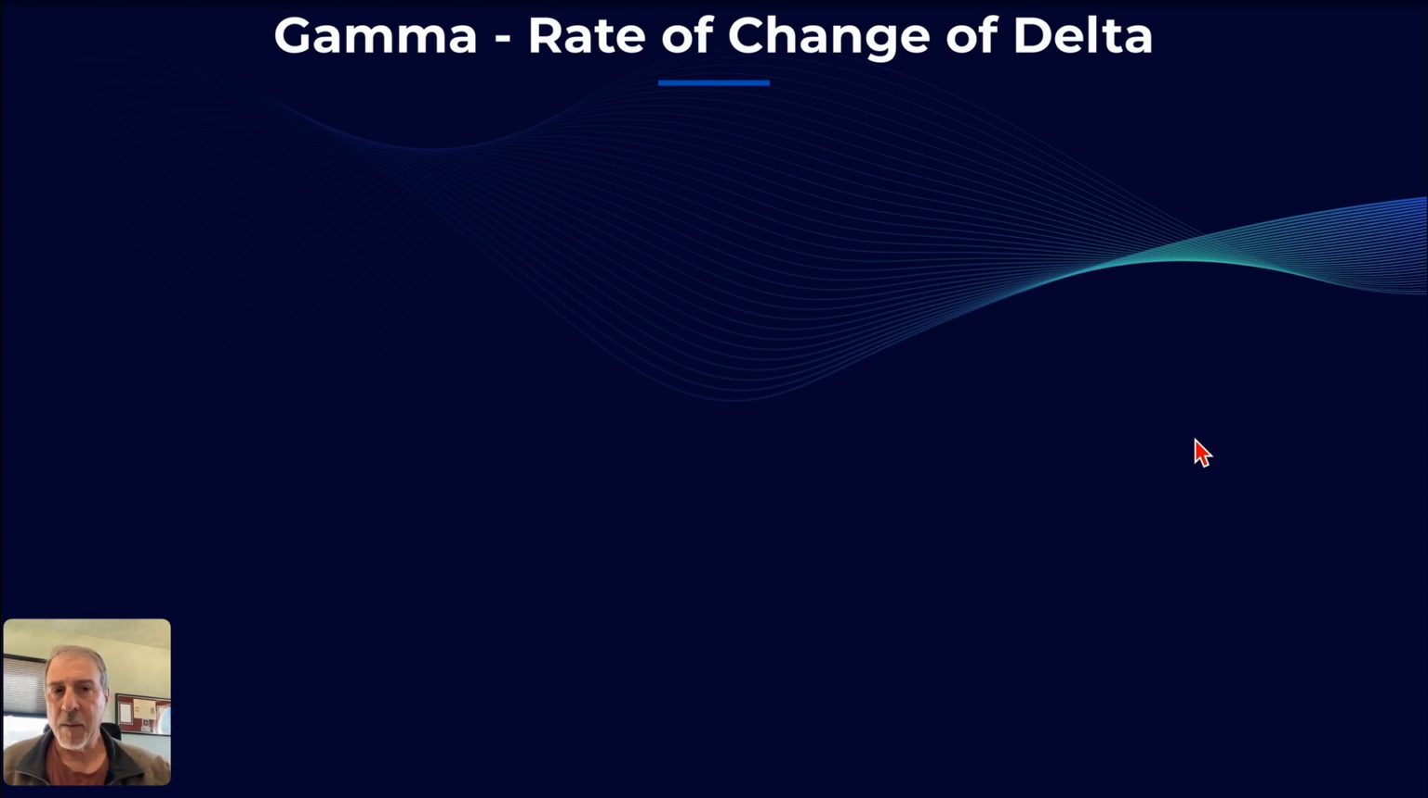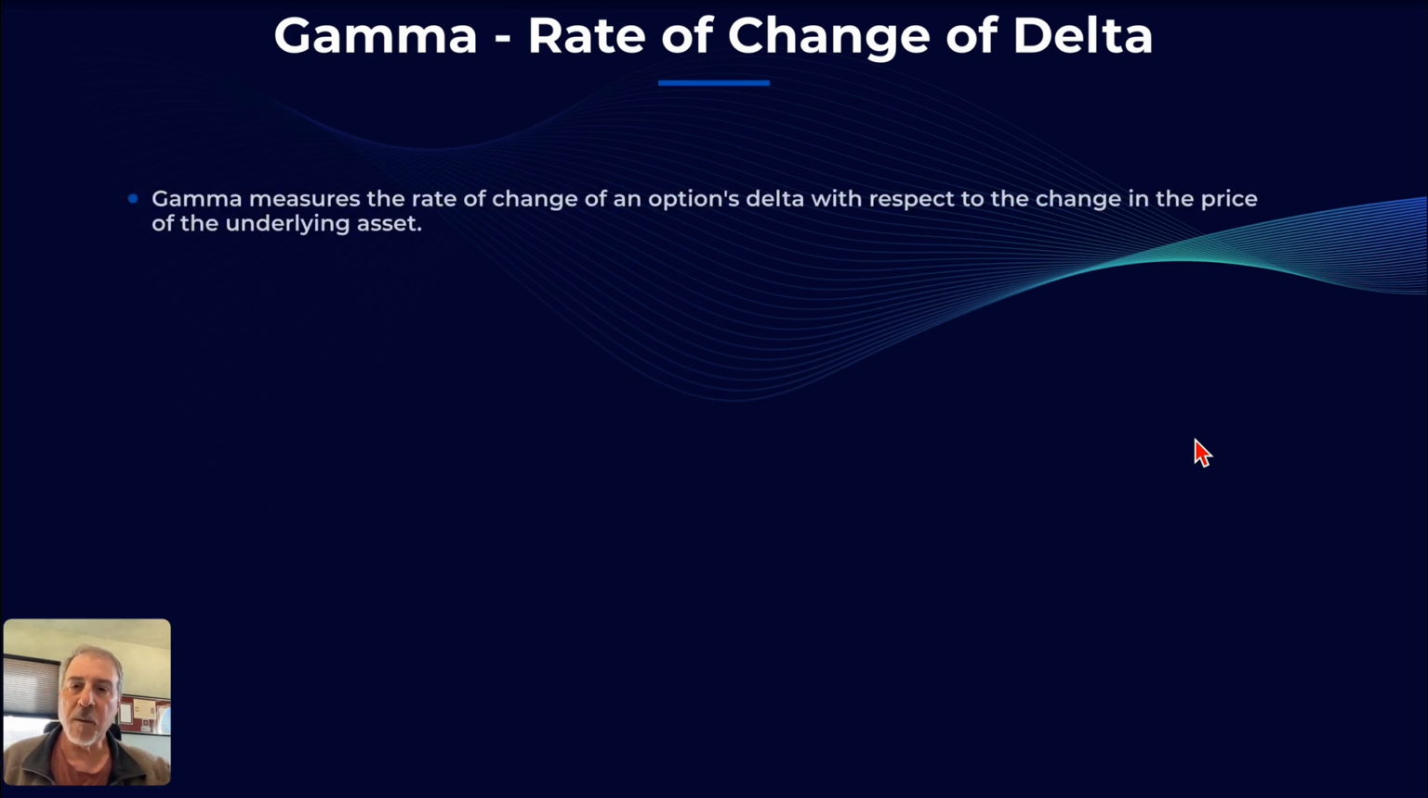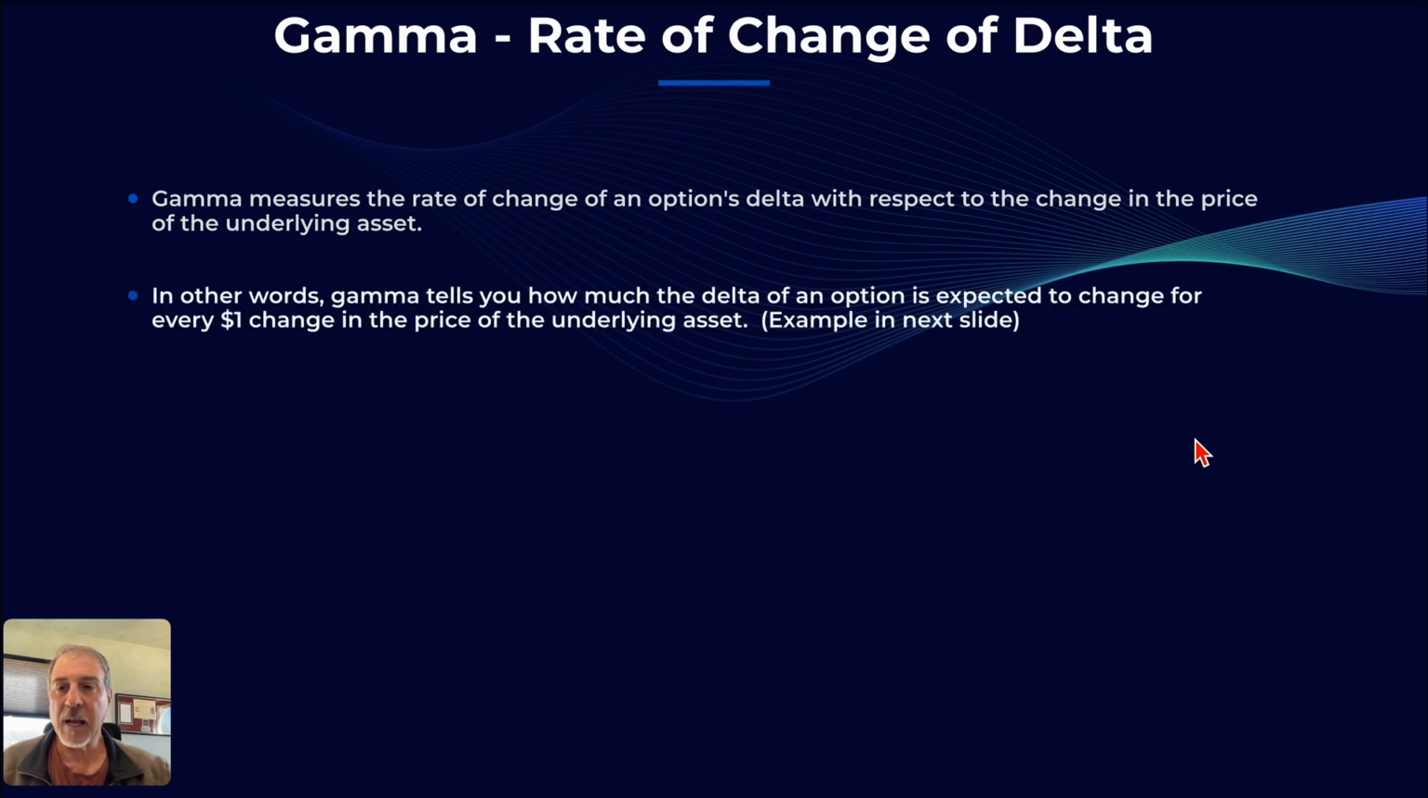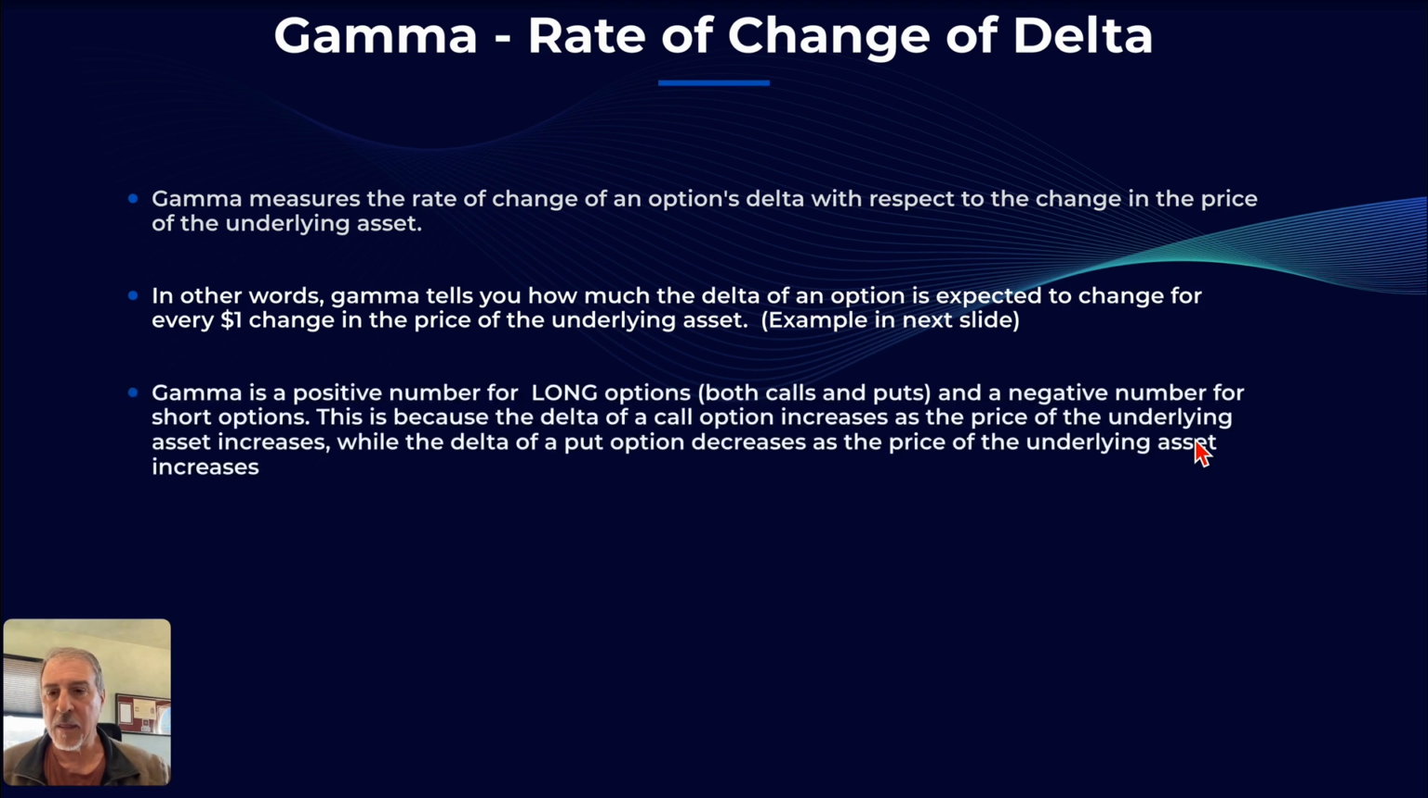So what is gamma? Gamma is the rate of change of delta. Sounds a little confusing right now, but we're going to get into some examples that will hopefully make this a little clearer for you. Gamma, again, measures the rate of an option's delta change with respect to the change in price of the underlying asset. Gamma tells you how much it's going to change for every $1 change in the price of that underlying. Again, there will be an example in the next slide that I think will help.